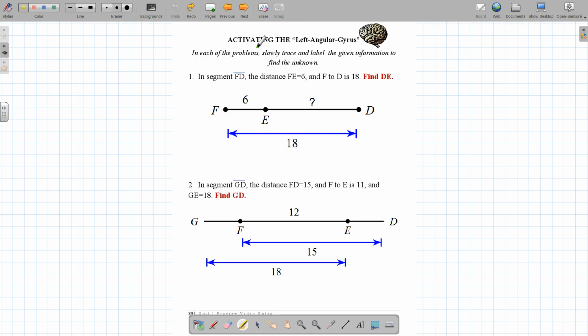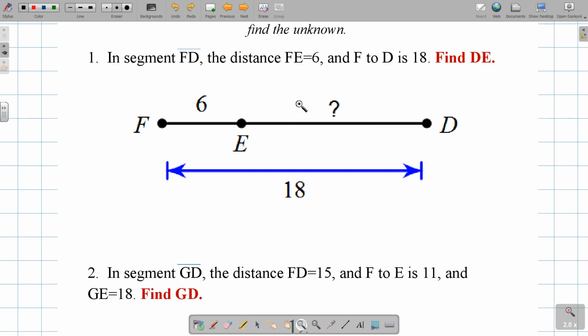When I say physically trace, it is super important that you actually do that. Ready? First, we finger track and read. Put your finger right there, folks. Finger, not pencil, finger. Ready? Put your finger there. Now read out loud, 3 body parts. In segment FD, the distance F to E is 6, and F to D is 18. Find DE. Now when you first read that, that makes almost no sense. Let's take it one step at a time.